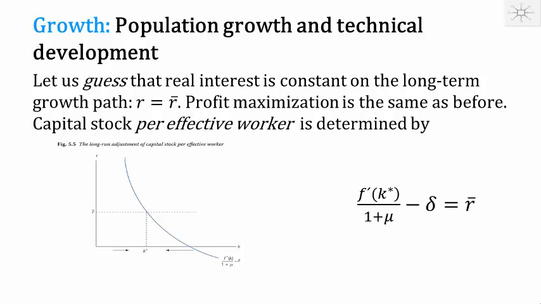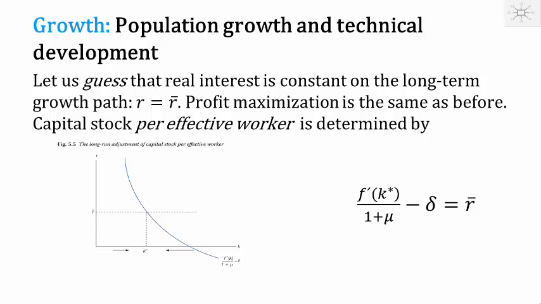So again, we solve it in the same way as before. We just guess that there is going to be some constant real interest rate on a long-run growth path. And of course, the profit maximization condition is the same as before. So again, capital stock per effective worker is determined by the profit maximization condition that we have seen now many times.